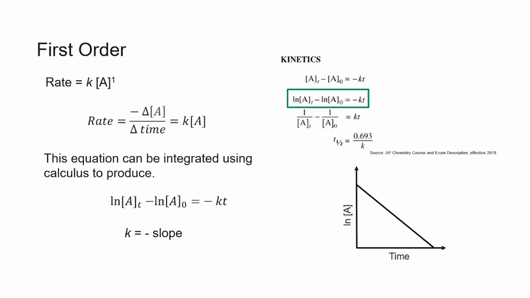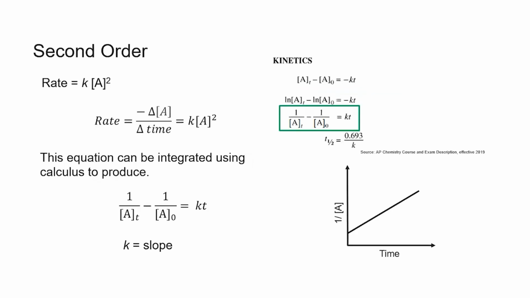If it's first order, rate equals K times the concentration of A to the first. K will be the negative slope, but the y-axis is the natural log of A. You have to know it's a negative slope and the natural log is linear. If it's second order, it's the inverse of the concentration of your reactant, and that's a positive slope that will be linear. These are the ones that are important for you to recognize, and like I said, those are going to be easy points if you're able to get them.